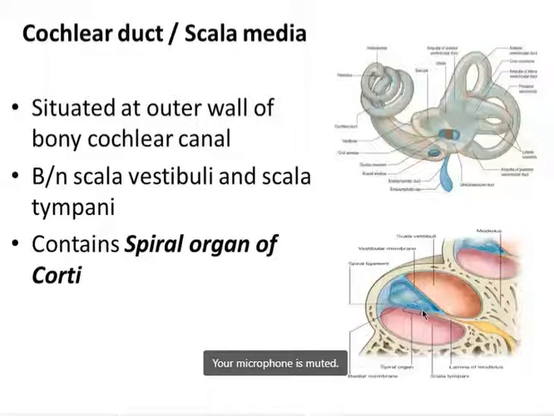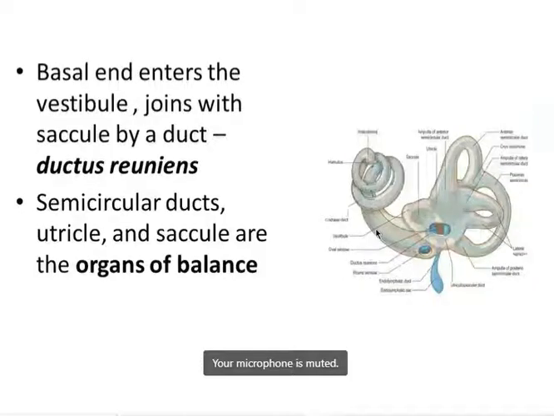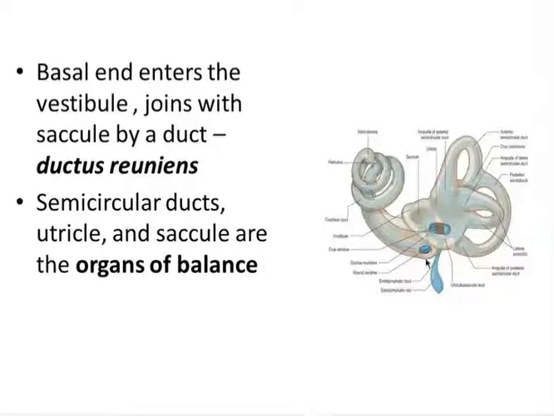Okay. Now, what are the other parts you see here of a cochlear duct? Here you can see the basal end of the cochlea. It enters the vestibule here. So this is the vestibule, and it joins here with a duct, which is known as the ductus reuniens. Our cochlear duct joins with the saccule by a duct, so here they intercommunicate with each other. So this duct is known as the ductus reuniens, which joins the saccule and the basal end of the cochlear duct.